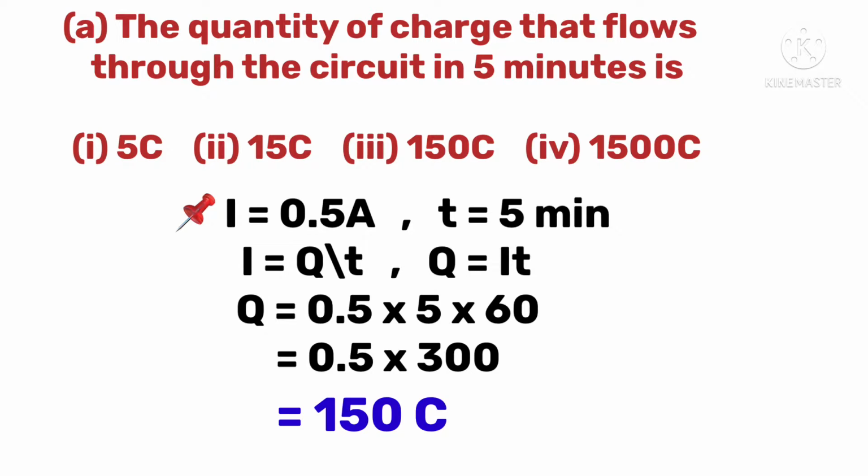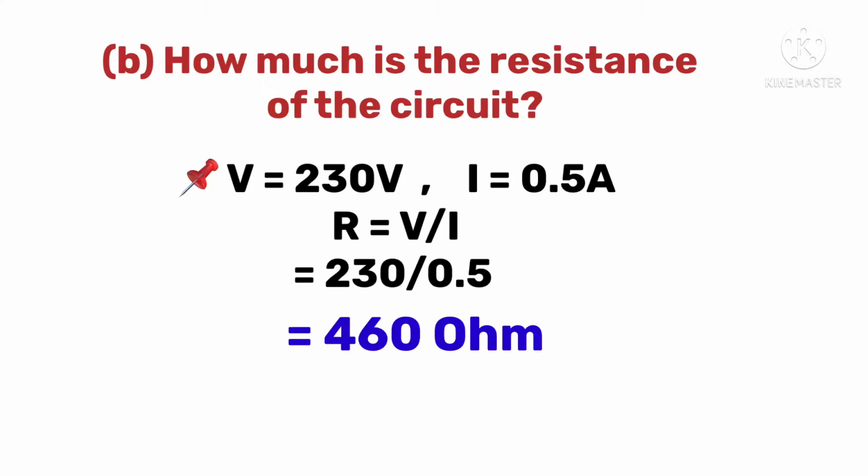We know that I equal to Q by T. Therefore, Q equal to IT. Here, Q equal to 0.5 into 5 into 60 because 1 minute is equal to 60 seconds. Therefore, it is equal to 0.5 into 300. So, the answer is 150 coulomb.